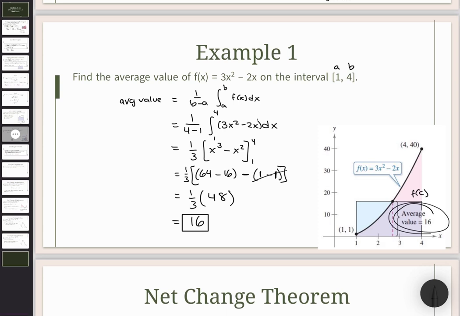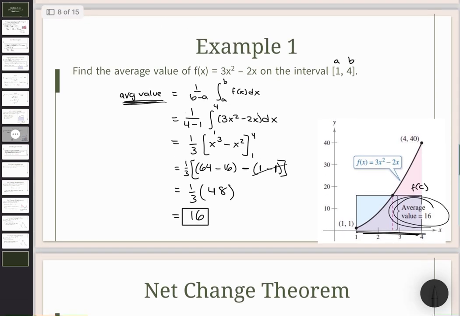A rectangle with that height 16 and the same width from 1 to 4 is going to have the same area as that red shaded area under the curve. Okay, so that's combining the mean value theorem with your average value. Sometimes a problem will ask for the average value. Sometimes it will ask for the c value. You will see some problems like that. I believe we are doing one later on in this.